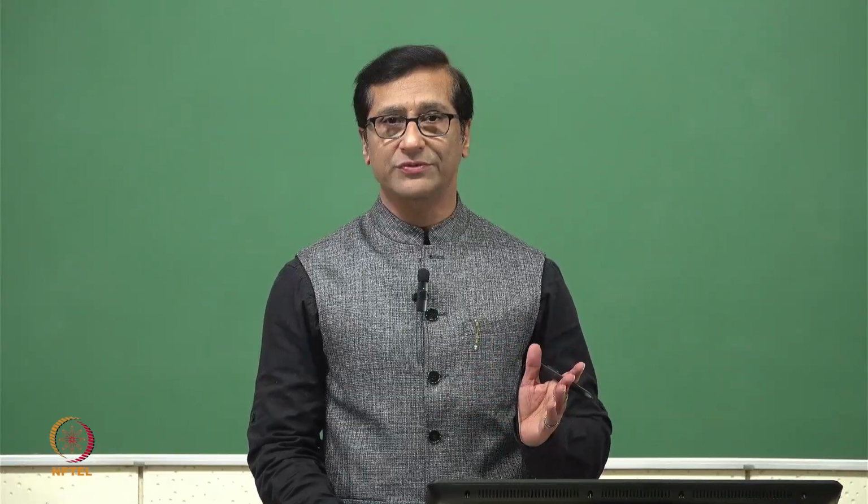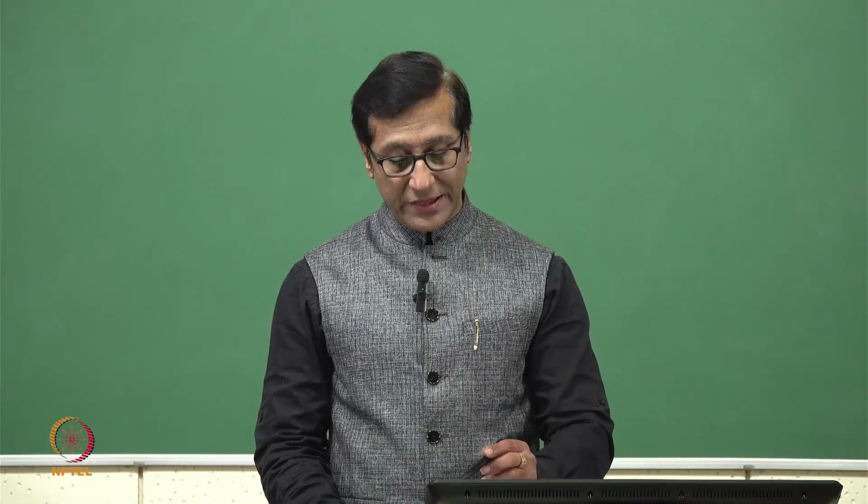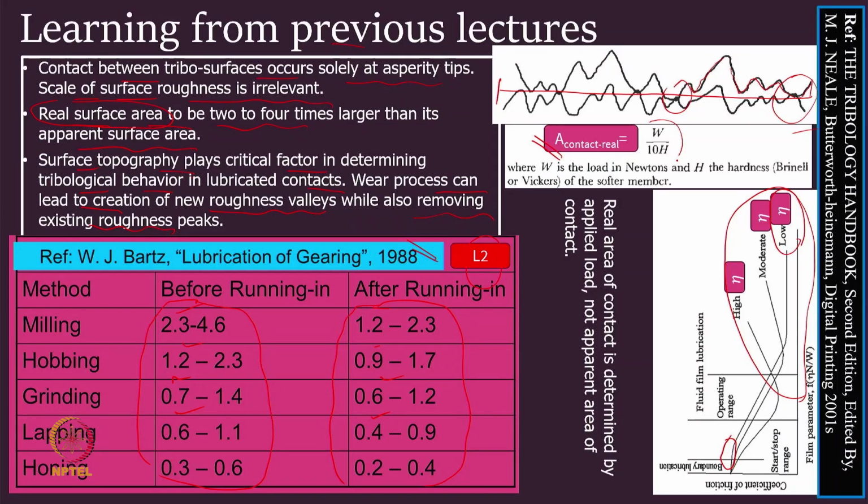How do we modify the surfaces? We also learned another thing, the real area of contact. Here, what we have mentioned earlier is the real surface area. So don't get confused: contact area and surface area are two different things. As per Neale's book, if nothing has been mentioned, then take the real area of contact as W, the applied load, divided by the hardness of the softer material, divided by 10, or maybe by 10. It says very clearly that W is the load in Newtons, and hardness is in Brinell hardness or Vickers hardness.